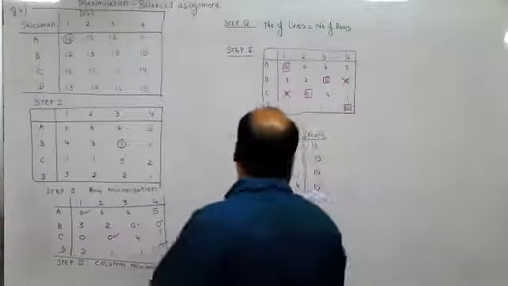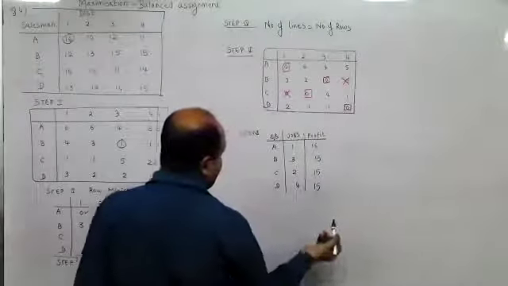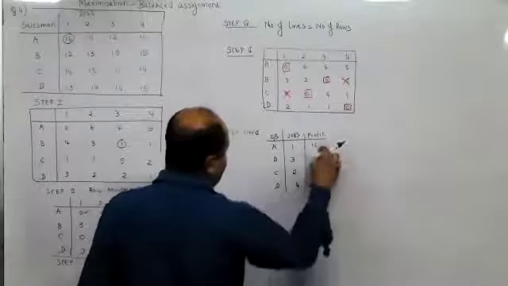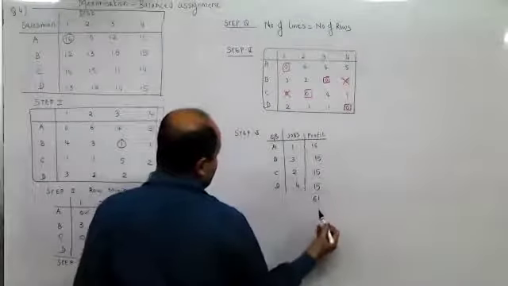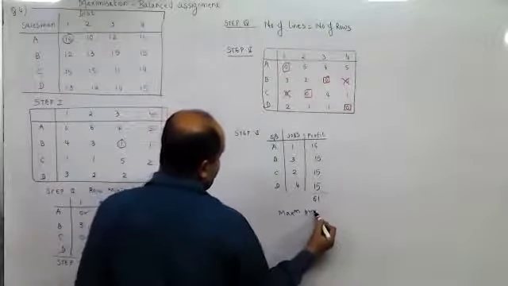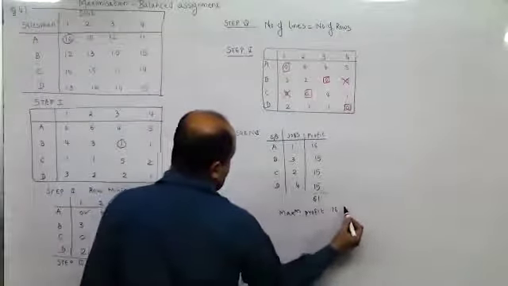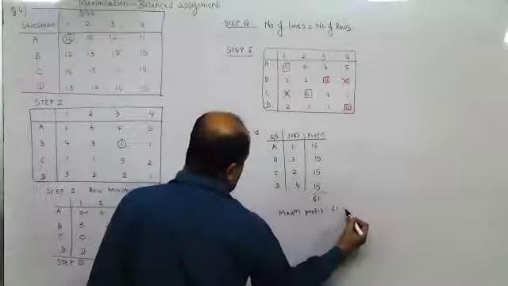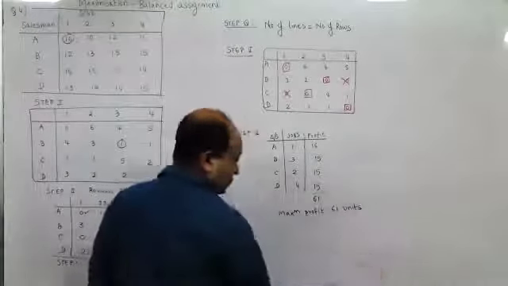So 16, 15, 31. Because here, even if I go mute for the entire lecture, no one would tell me. 61. So maximum profit is 61 units. Sir, it's correct.